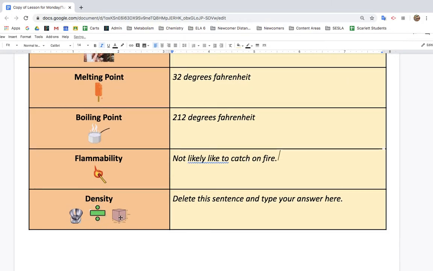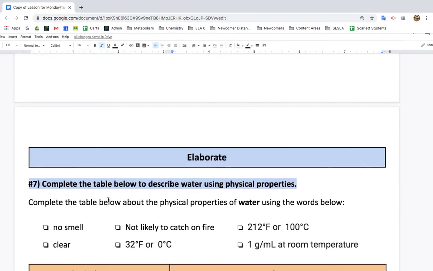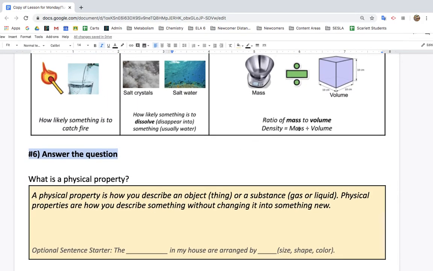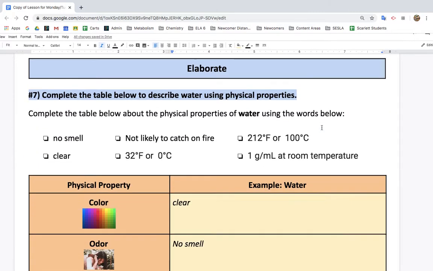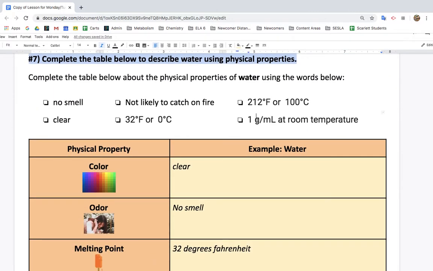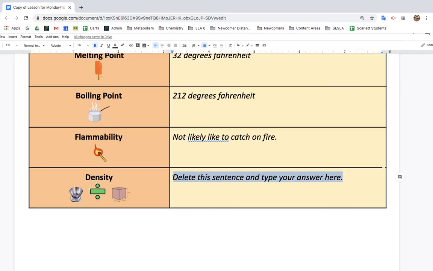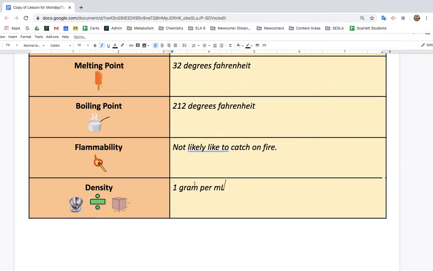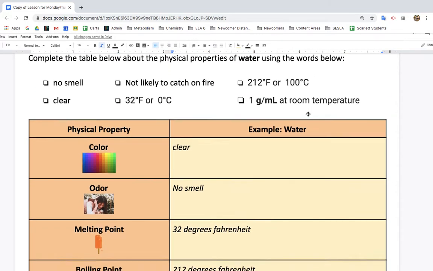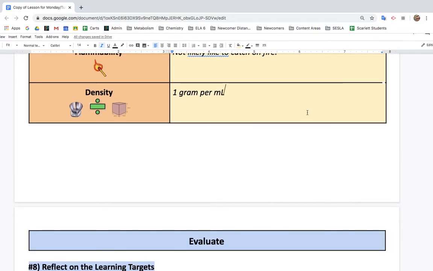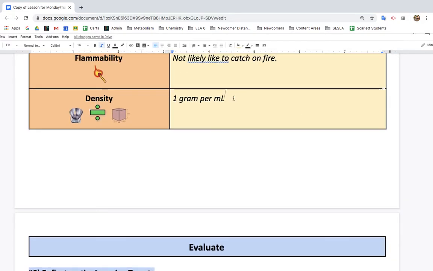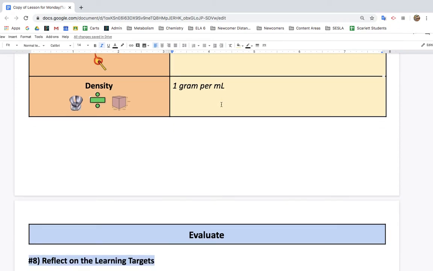And finally, density, which if we look up here, density is the mass divided by the volume. And the only one I haven't used is this one, which makes sense because we measure mass in grams and volume in milliliters. So 1 gram per milliliter. And the reason it says at room temperature is that density can actually change in water depending on how hot or cold it is. But if it's at room temperature, it's 1 gram per milliliter.